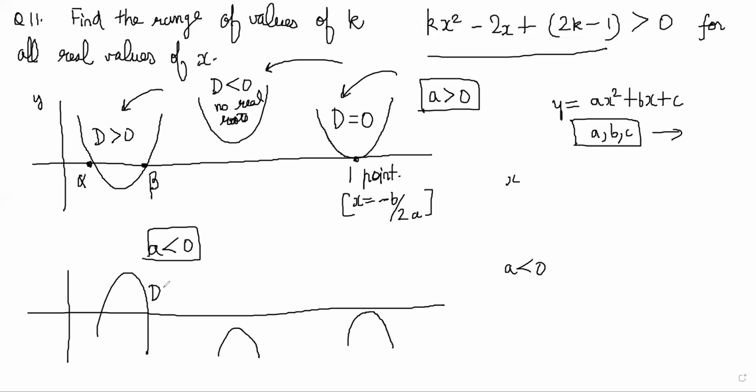The same conditions apply. Here there are 2 roots. Here there is 0 root. So d less than 0. A is less than 0. And here there is 1 root. So d is equal to 0 and a is less than 0.